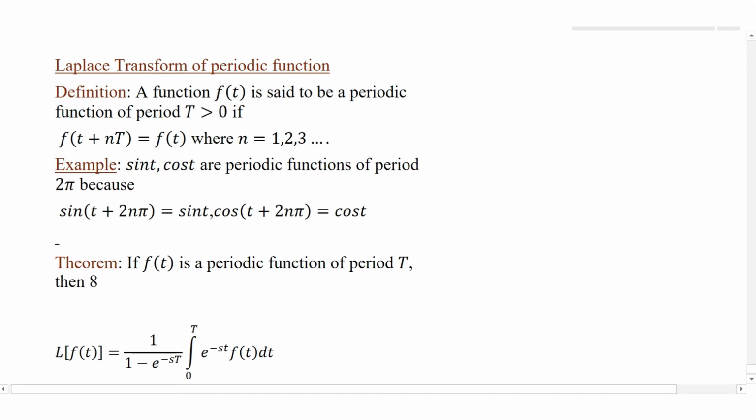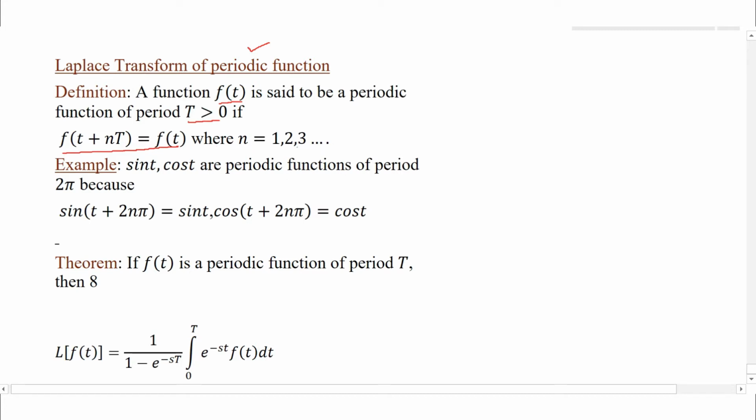Today's topic is Laplace transform of periodic functions. Let me first define what a periodic function is. A function f of t is said to be a periodic function of period T, which is greater than 0, if it satisfies the condition f of t plus nT is equal to f of t, where the values of n are 1, 2, 3 and so on.